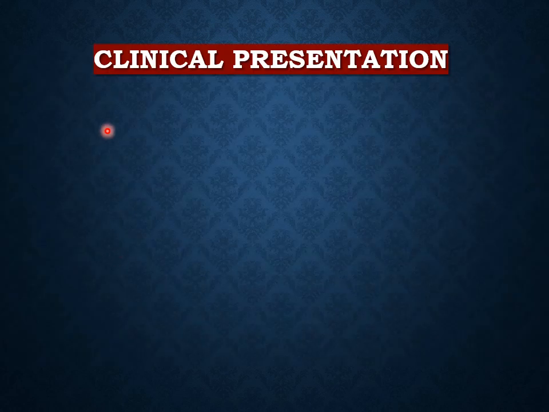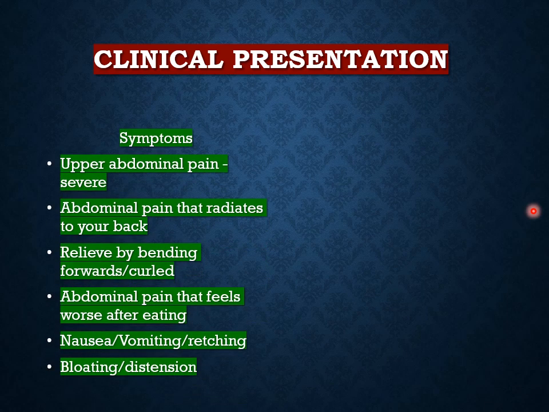Clinical presentation of acute pancreatitis. The clinical presentation depends on the severity of the inflammation. In general, the symptoms are upper abdominal pain, usually severe, radiating to the back, relieved by bending forwards or lying curled up. The pain is worse after eating, usually associated with severe nausea, repeated vomiting and retching, and a feeling of fullness, bloating, and abdominal distension.